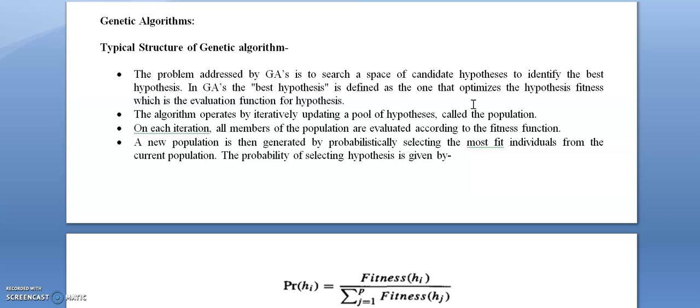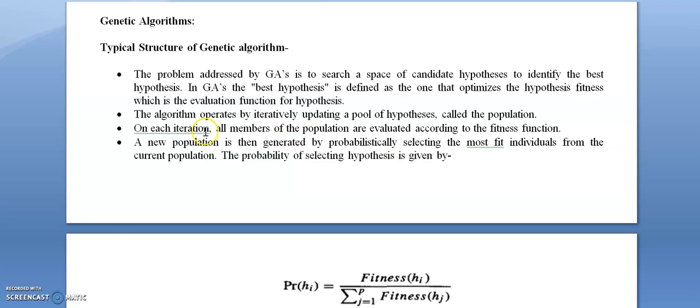Okay, so how will we know that this hypothesis is the best? For this we have a measure known as the fitness function. Okay, so on the basis of that we will decide which of the hypotheses are better than the others. So that fitness measure basically indicates the accuracy.